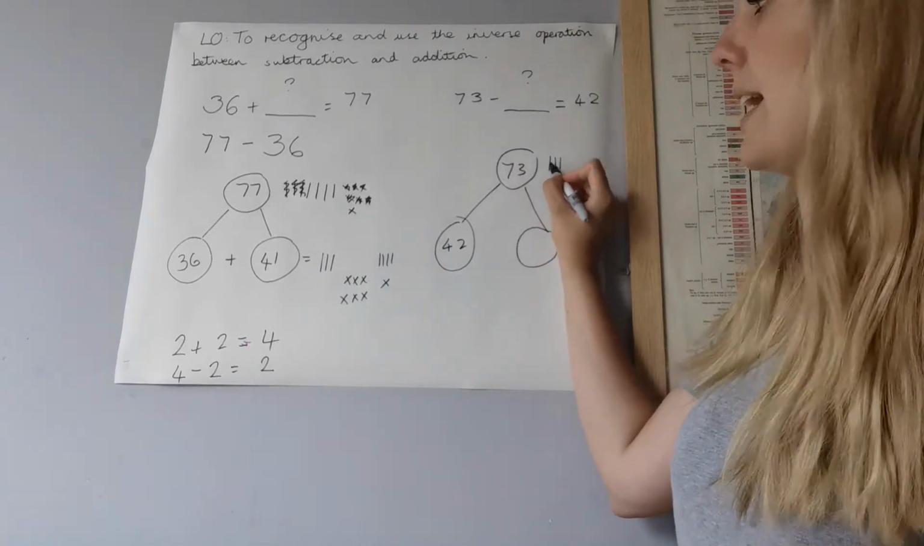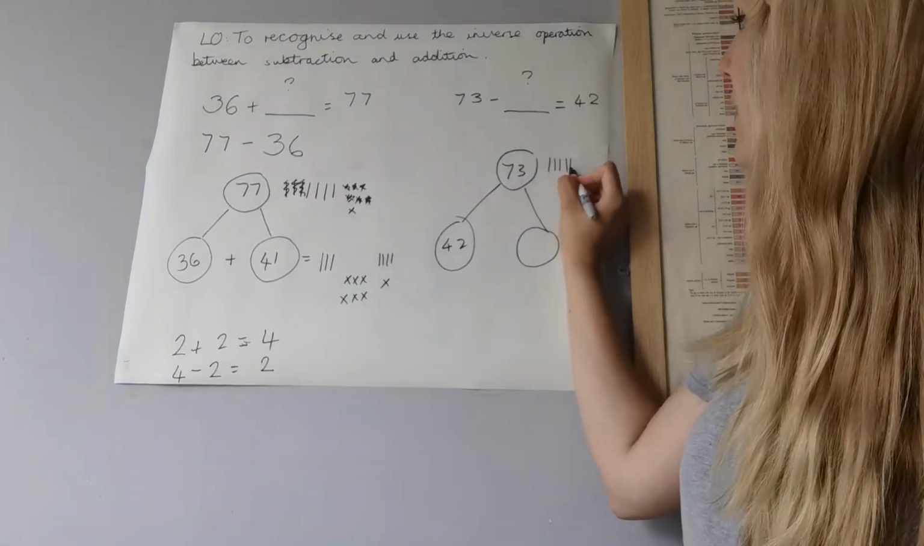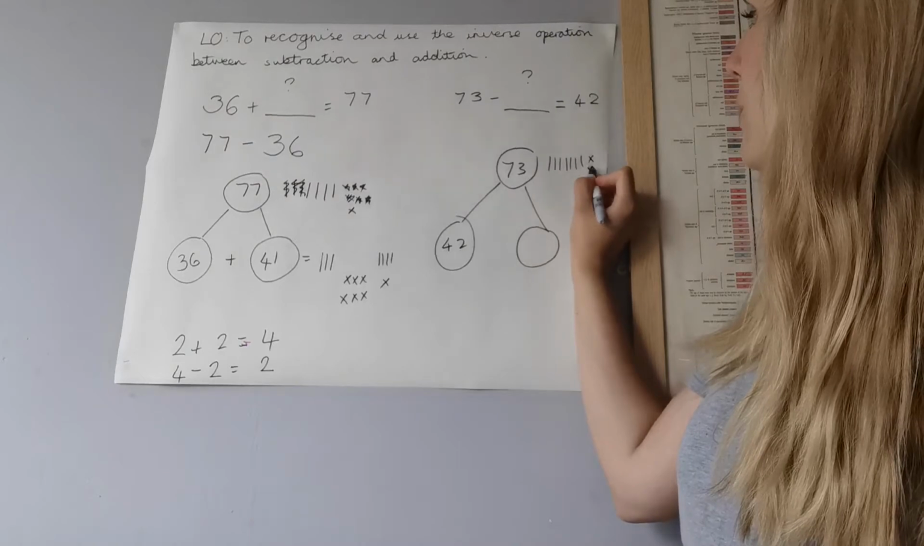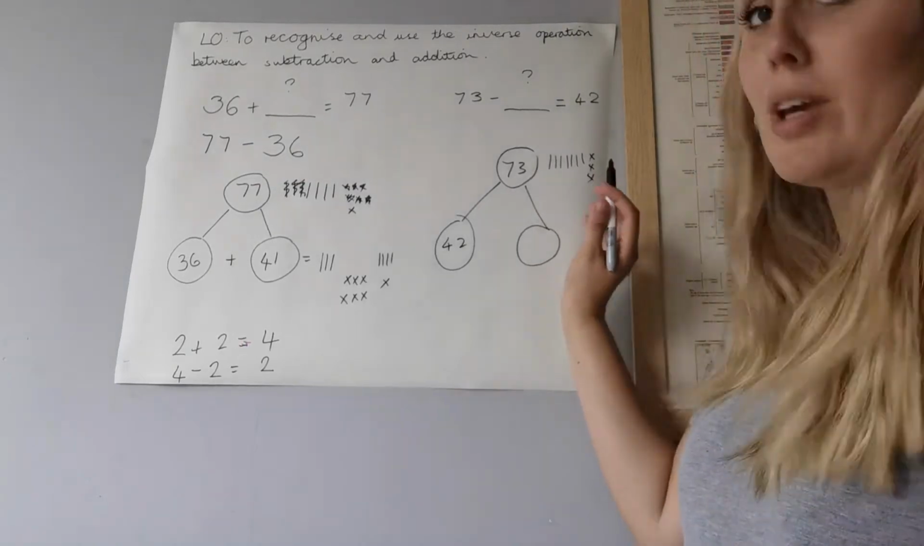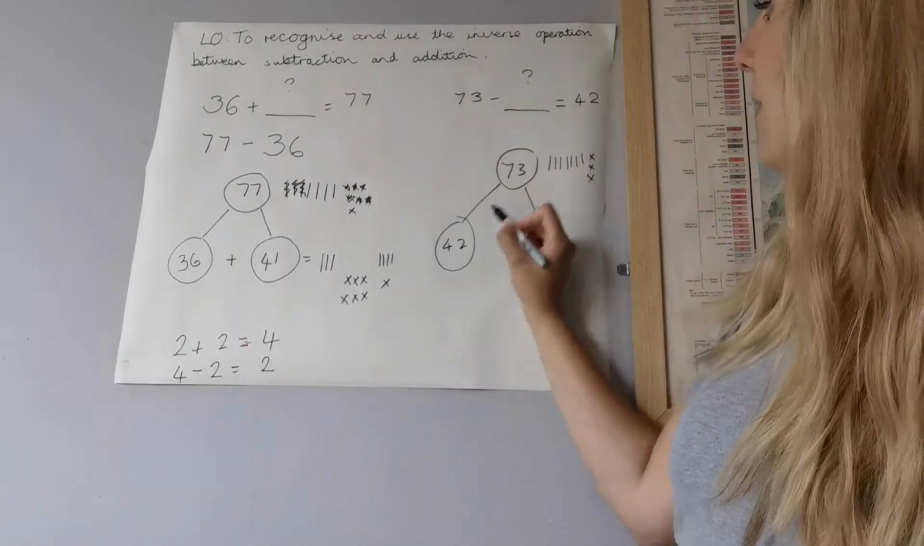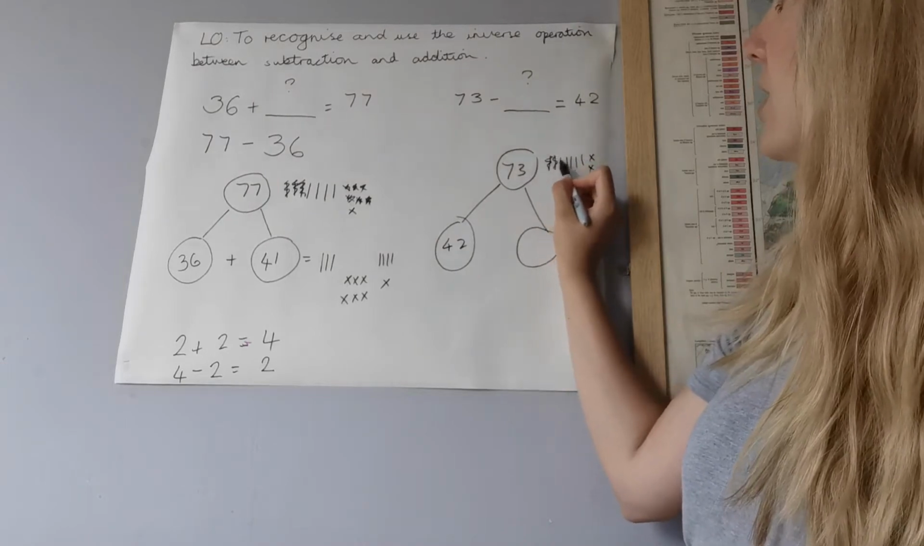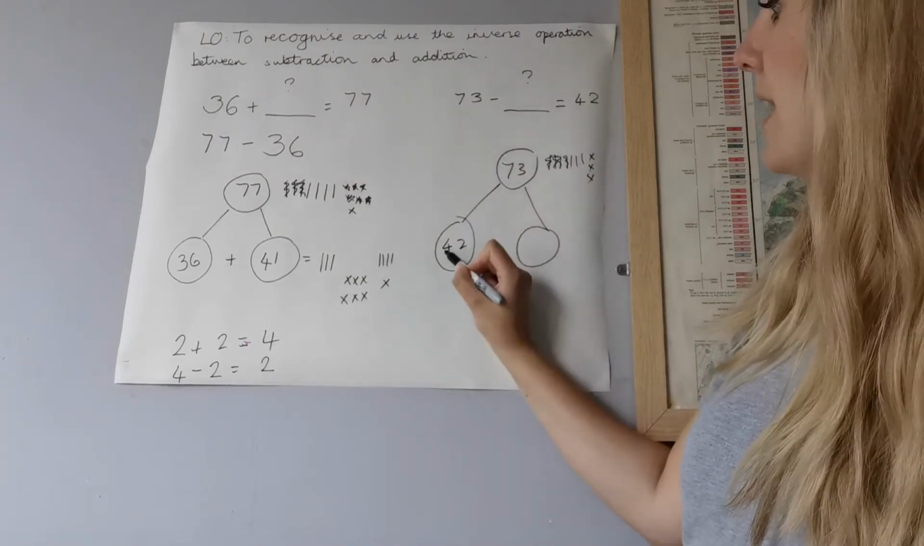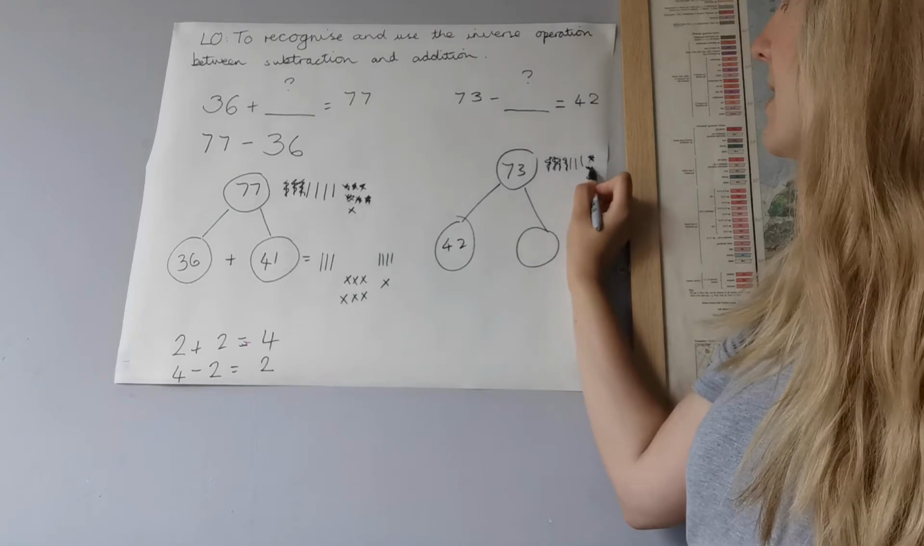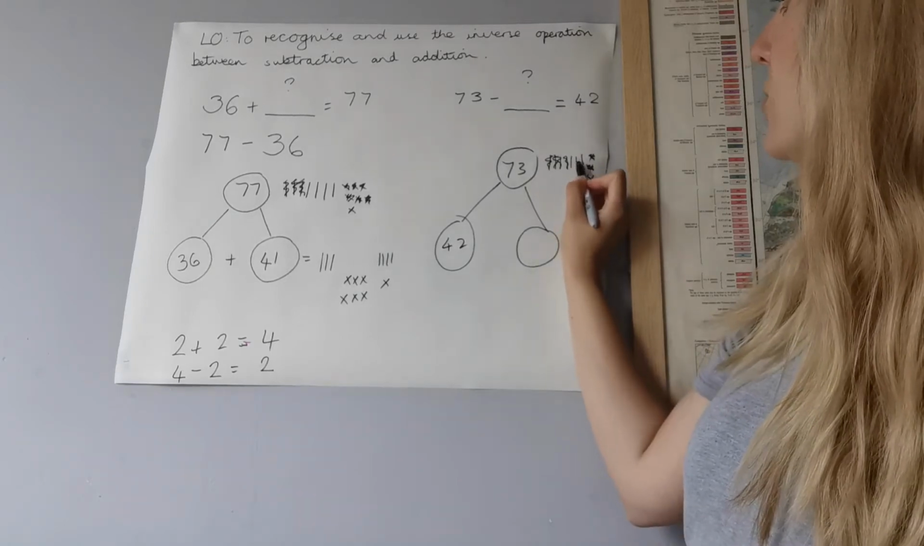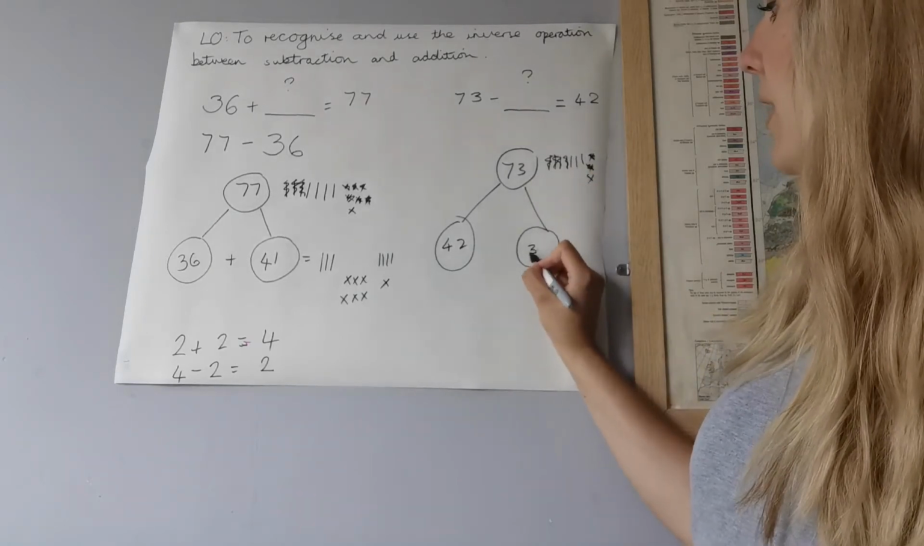I'm going to write out 7 tens, 3, 4, 5, 6, 7, 3 ones. Can you see this? Yes, you can. My wonky piece of paper. And then I'm going to cross off 1, 2, 3, 4 tens. I've done that, and cross off 2 ones. And my answer is 10, 20, 30, 31.